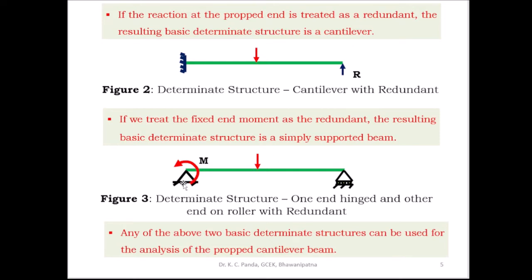If you treat the fixed end moment as the redundant, the resulting basic determinate structure is a simply supported beam. By using the reaction as a redundant, we can use the cantilever beam, or by taking the moment as a redundant, we have to use the simply supported beam. By using these two determinate structures, we can solve the propped cantilever beam. So any of the above two basic determinate structures can be used for the analysis of the propped cantilever beam.